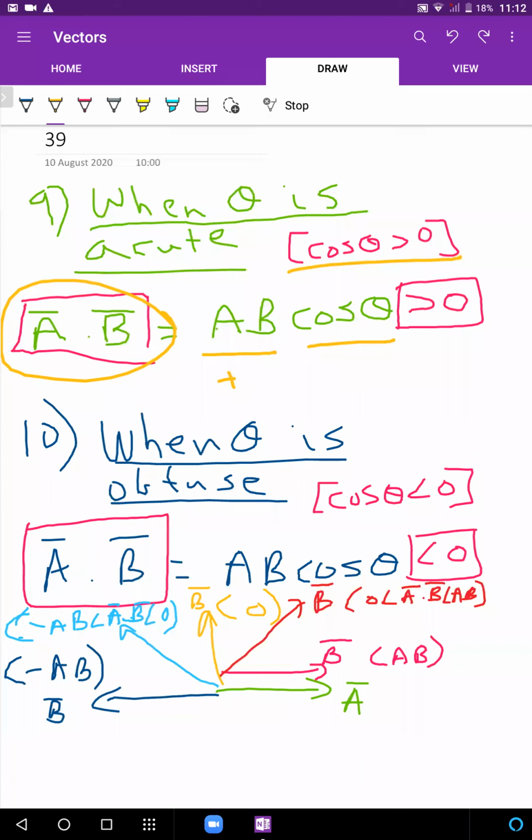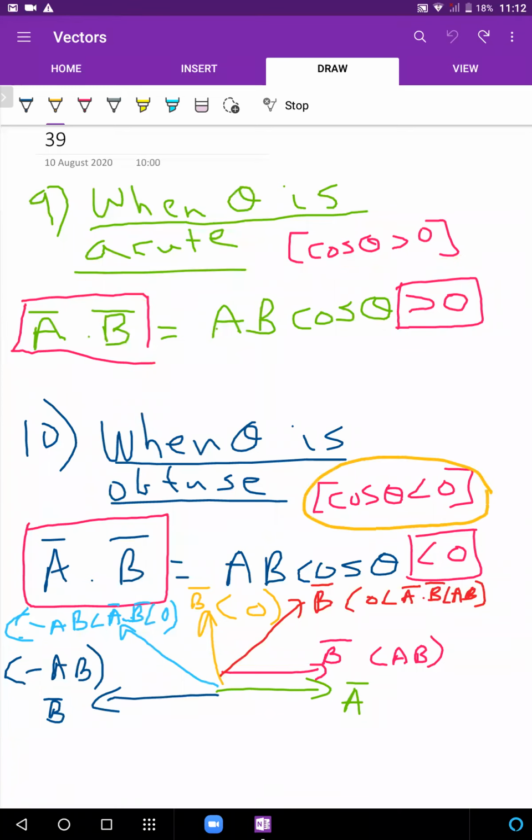And when theta is obtuse, an angle more than 90, when theta is obtuse, cos theta will be negative. I hope you know in the second quadrant only sine is positive, cos is negative. So in the second quadrant cos is negative, so the dot product AB cos theta, AB is positive but cos theta is negative, so positive into negative becomes negative. Therefore dot product for obtuse angles will be negative.